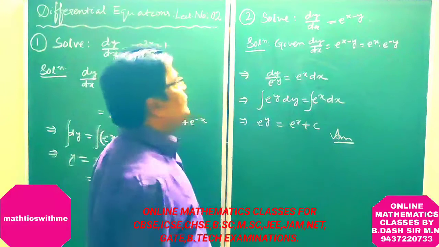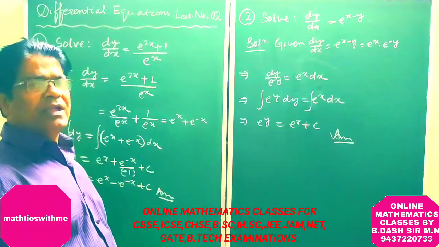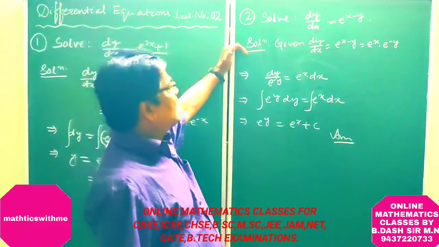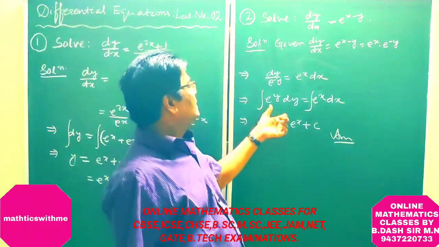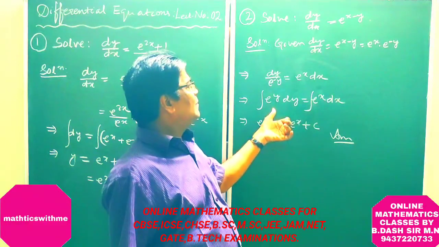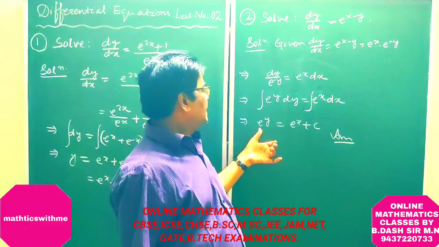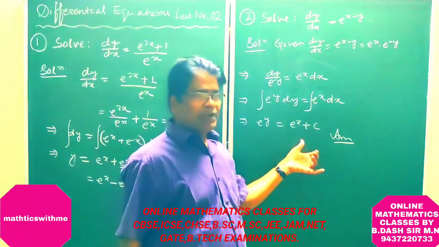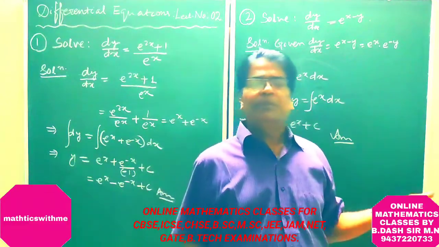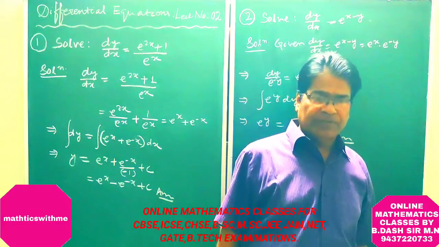So here the question is: solve dy by dx is equal to e to the power x minus y. Now we have separated the variables. We get integration of e to the power y dy is equal to integration of e to the power x dx. After integration we get e to the power y is equal to e to the power x plus c. So our second problem is solved. Let us proceed to solve the next question.